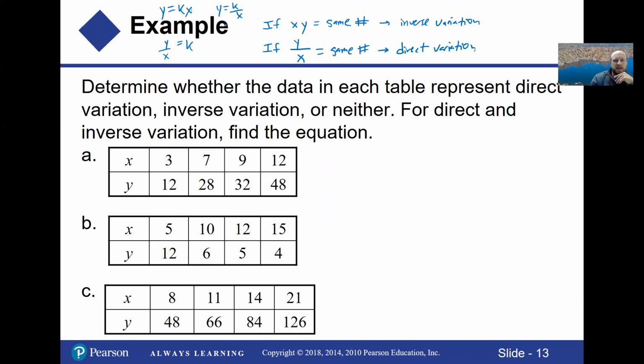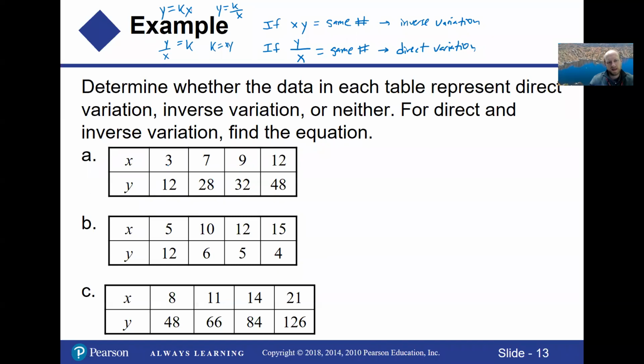In inverse variation, what does k equal? When we multiply by x to get rid of the denominator there, k equals xy. So again, if x times y gives you the same number for every instance in the table, it's going to be an inverse variation problem. If y over x equals the same number for every instance in the table, then it's going to be a direct variation problem. So let's try that here for part A.